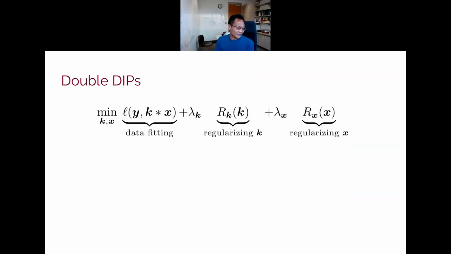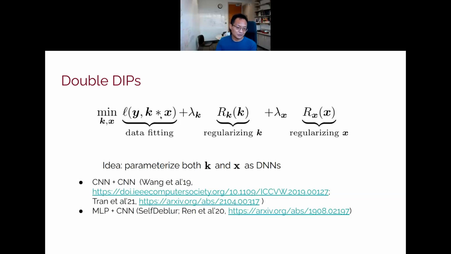So the idea here is we are going to apply the DIP idea for this problem, but we have two visual objects here. We have the kernel, we have the image. So what I'm going to do here is that we are going to have two groups of DIP. That's why I call it double DIP. This idea is actually not new. It's recently published in CVPR and other places.